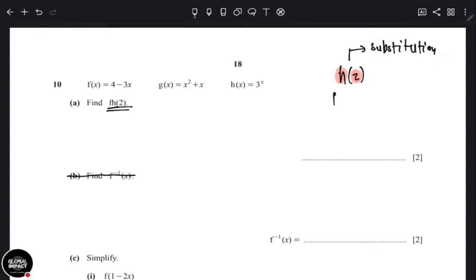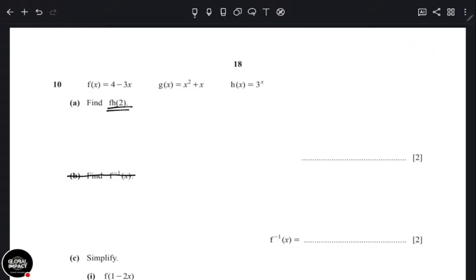Then if they ask you to find f of h, like fh or fh of x, you are finding a composite function. This is composition of functions because you are putting h of x into f. Composite function means you are putting a function inside another. Or they can say, please find fh of 2. That means now you are substituting h of 2 into f. So you need to find h of 2, then you will put that h of 2 into f. Okay, so we are fine with that.